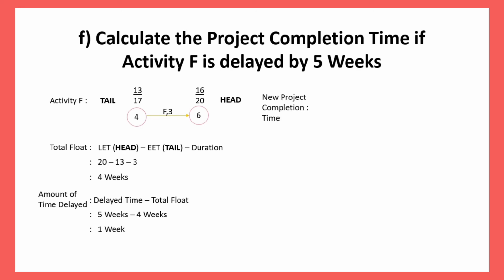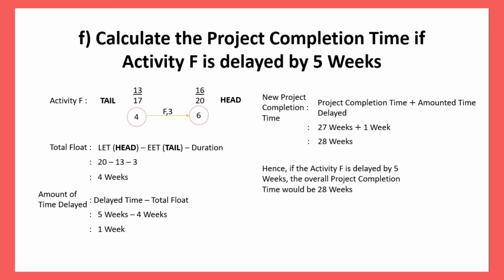Next, we will calculate the new project completion time. We will use the formula project completion time plus amount of time delayed. The project completion time is 27 weeks and the amount of time delayed is 1 week. Therefore, the new project completion time is 28 weeks. The project completion time had been stated in the PERT diagram in node 8 at question A. Hence, if the activity is delayed by 5 weeks, the overall project completion time would be 28 weeks.